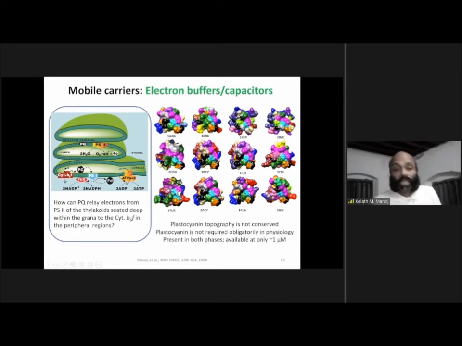Even otherwise, plastoquinone, which is supposed to relay electrons from photosystem 2 here to cytochrome b6 here, is restricted to the grana where photosystem 2 are overwhelmingly present. You would expect plastoquinone to jump grana. That's not possible. So that's yet again a problem.